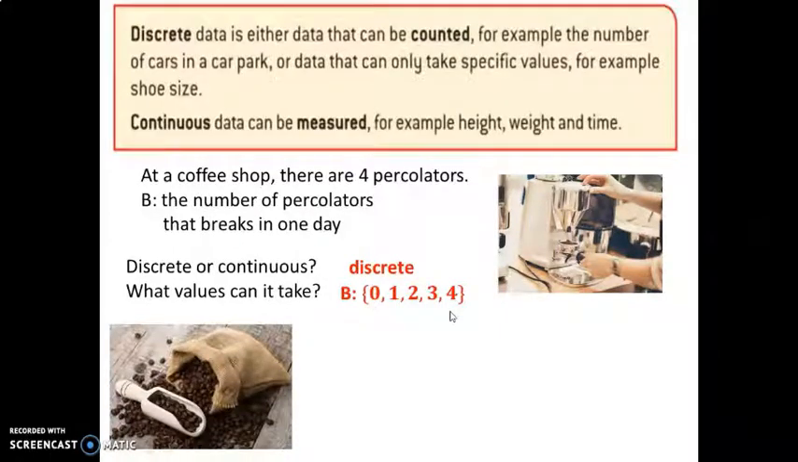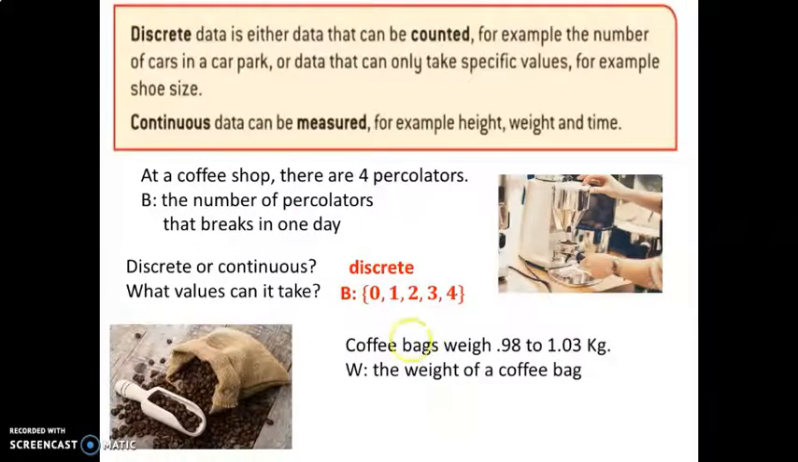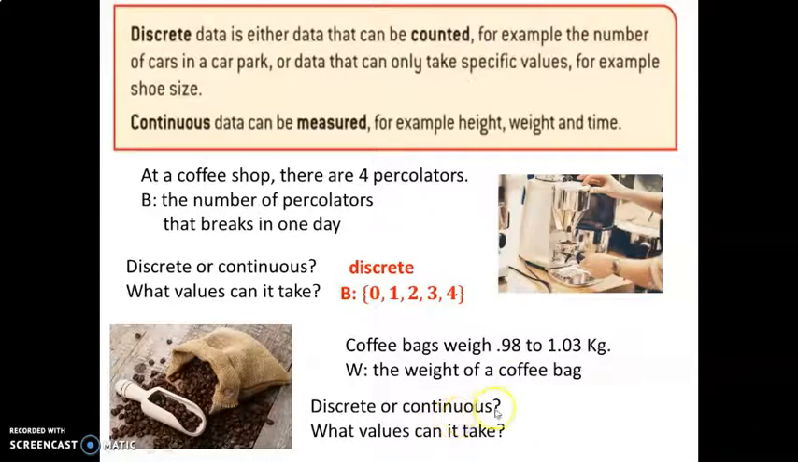Alright, let's take the coffee analogy a little bit further. Let's say we know that coffee bags weigh from 0.98 to 1.03 kilograms. Let's let random variable W represent the weight of a coffee bag. Is this a discrete or continuous variable? Well, W is definitely continuous because the weight can be any number in between these two values. It can be measured. What values can it take then? Well, W can take any values between 0.98 and 1.03 inclusive, so we can show it like this. We can't list it like we did here, but we can show it's within this range of values.